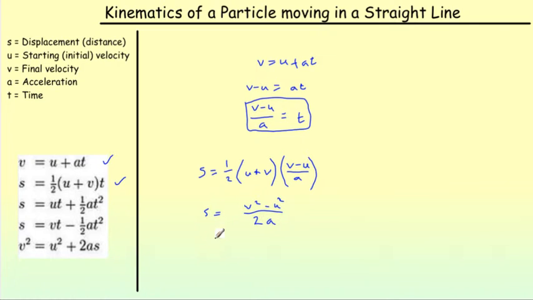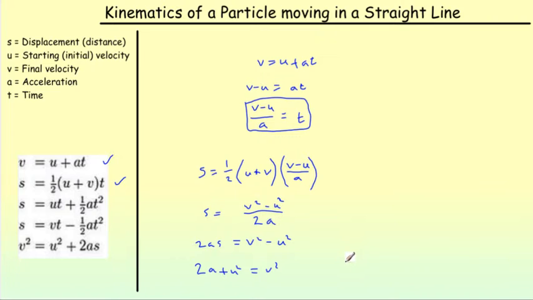So again, if we want to multiply both sides here now by 2a to get rid of the denominator, we end up with 2as equal to v squared minus u squared. And then finally we can add u squared to both sides and rearrange, which will give us, first of all, 2as plus u squared, and that's equal to v squared.